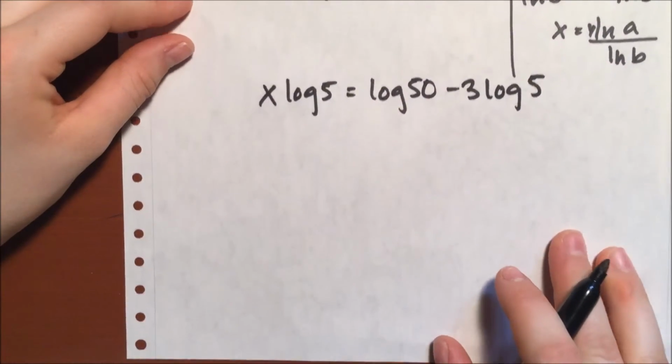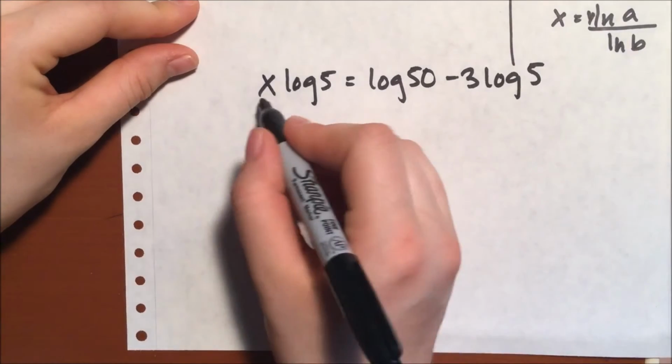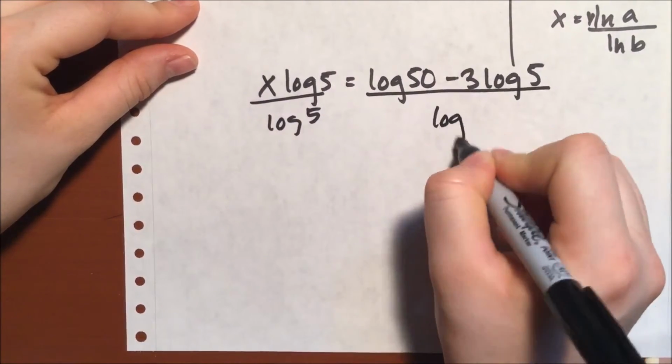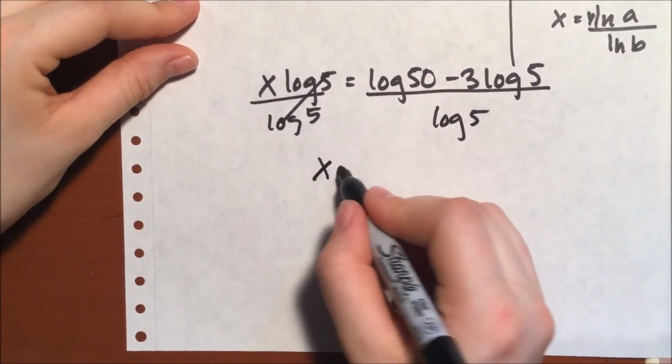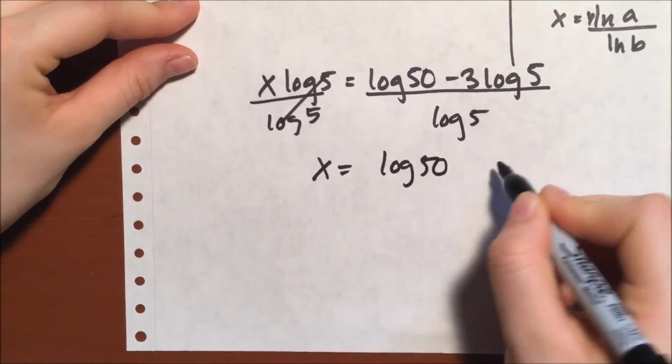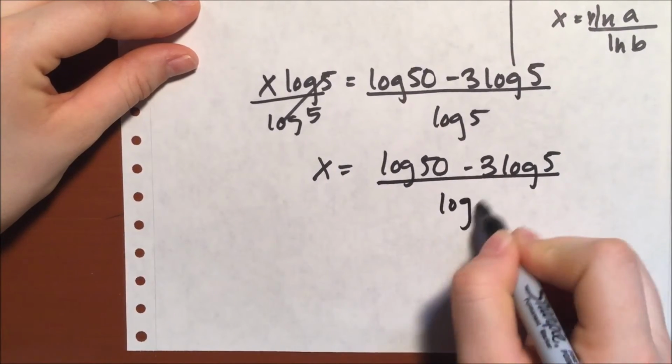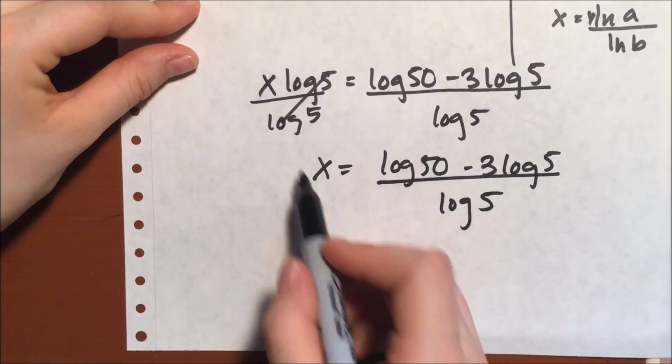Okay, so what I'm going to do now is get x by itself. I'll divide by log 5. I get x equals log 50 minus 3 log 5 all over log 5. And that is how I solve for x.